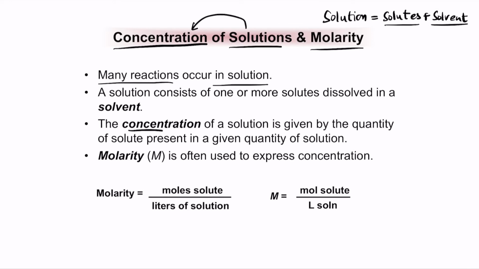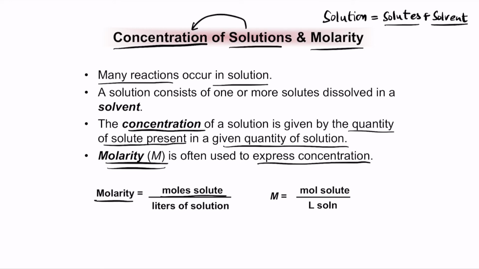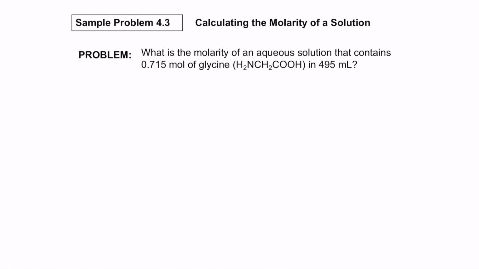So the concentration of a solution is basically the amount of solute that is present in the amount of solution. One of the measures that we use to represent it is called molarity. Molarity is the common one used to express concentration. It is defined as the number of moles of solute over the liters of solution. So, the moles of solute by liters of solution. Let's try a problem so that it becomes easier to understand molarity.